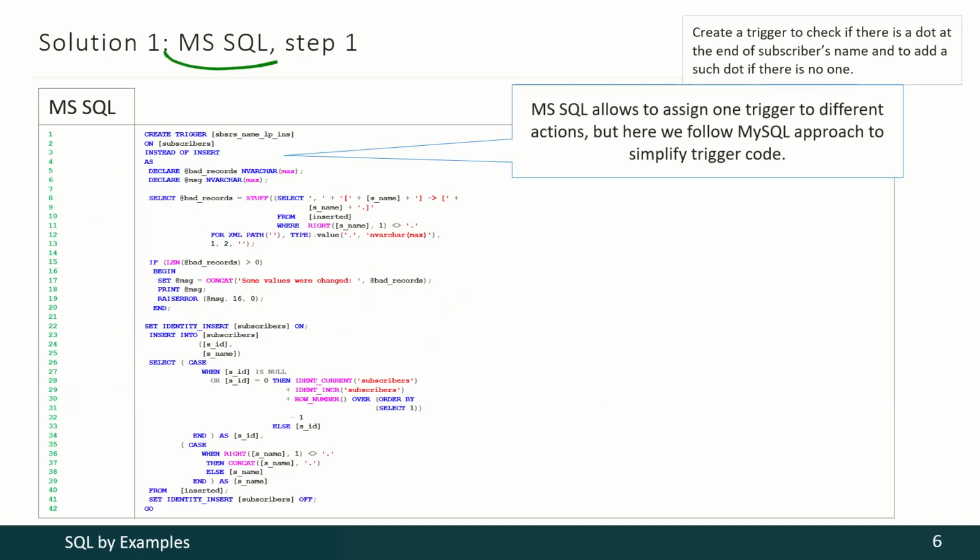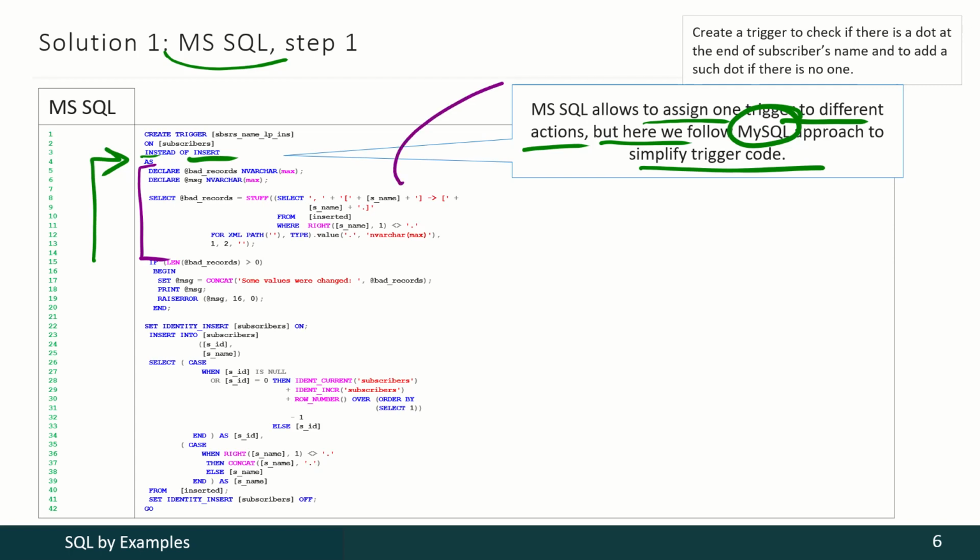Of course, in Microsoft SQL Server we may assign one trigger to different operations, but here we shall follow MySQL approach to simplify the code. So the first trigger is instead of insert one. First we have to produce the list of records that violate that rule. Then we have to check if this list is empty or not, and if it's not, we have to produce the information message, print that message and raise an error, but we shall not abort the transaction.